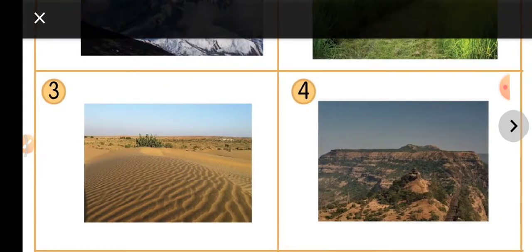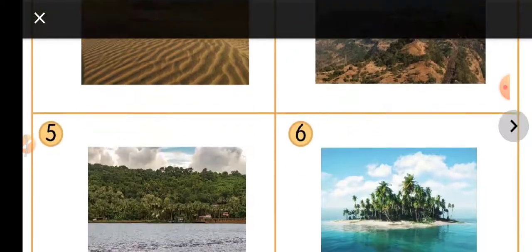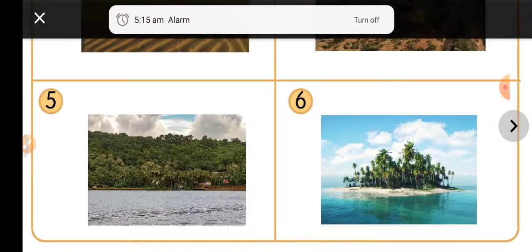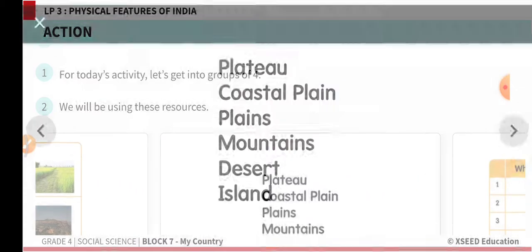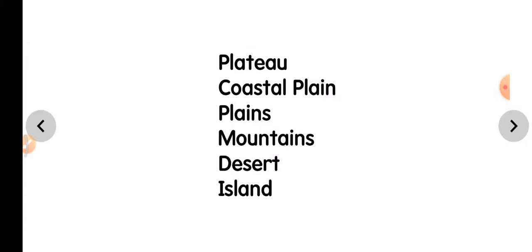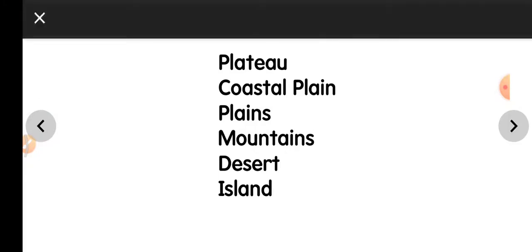In the fourth picture we can see the plateaus. In the fifth picture you can see these are plains, coastal plains. You can see the sea or ocean next to the land. In the sixth picture you can see the land is surrounded by water on all the sides, so we call it an island, right? So we have seen these landforms: plateau, coastal plain, plains, mountains, deserts and island.